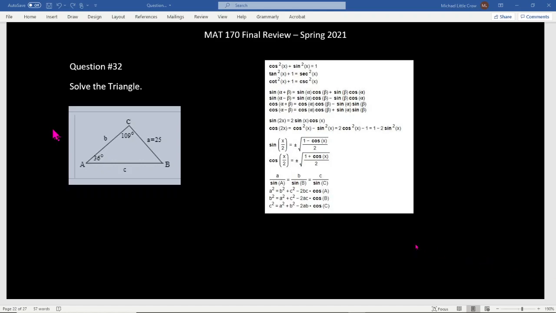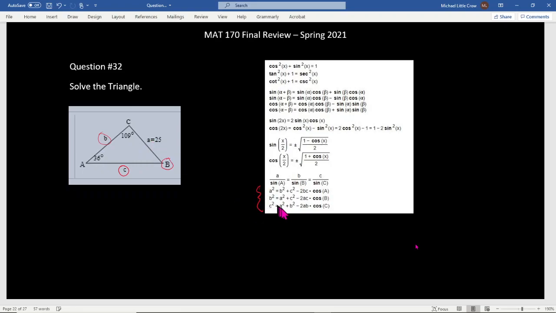So we're asked to solve this triangle. We know little a, we know big A, big C. What we're looking for is big B, little c, and little b. Now if this was a right triangle, we'd use the Pythagorean theorem.